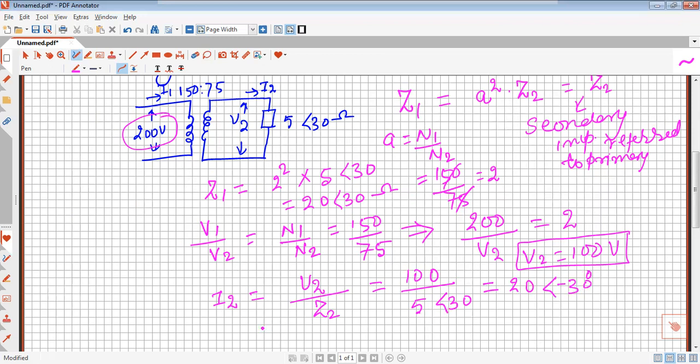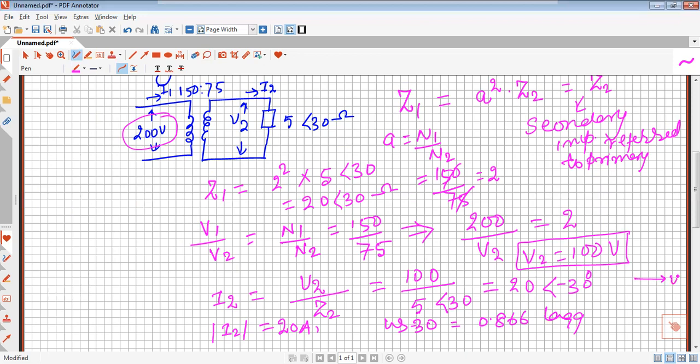So I2 magnitude will be 20 ampere, and this angle represents the power factor. So cos 30, plus or minus, it is the same. It will be cos 30 = 0.866 lagging. Here the negative sign is given.